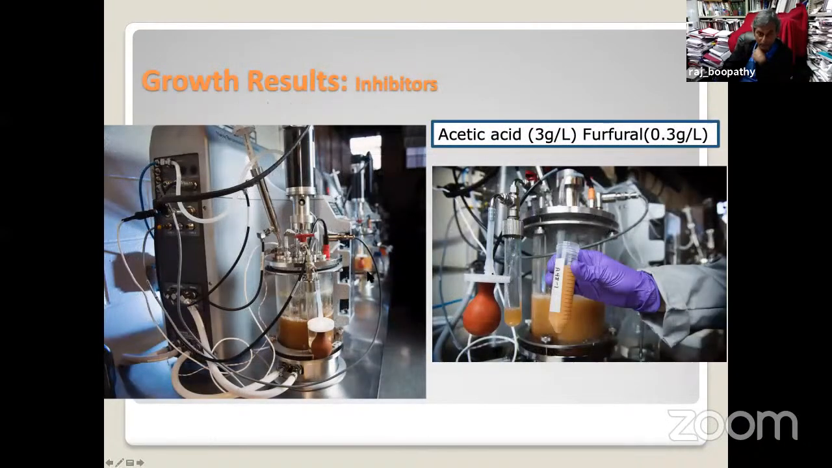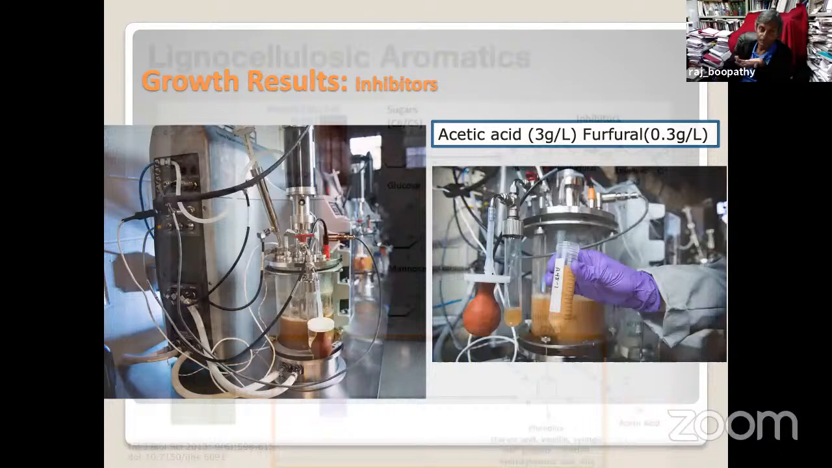Just to show how much oil, you can see the color of it. There are some inhibitors that come from pretreatment. We can also use these inhibitors. The bacteria can break down these inhibitors and make biodiesel. So we are seeing this organism is versatile. You can use glucose, xylose, and inhibitors as raw material to make biodiesel.